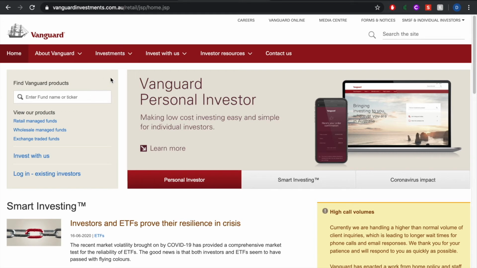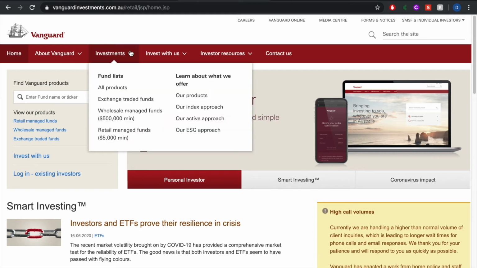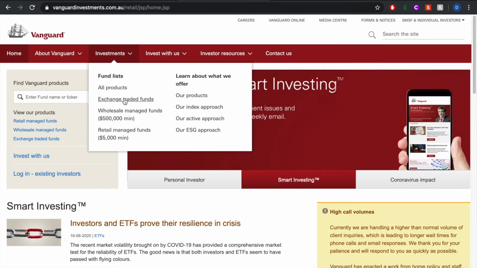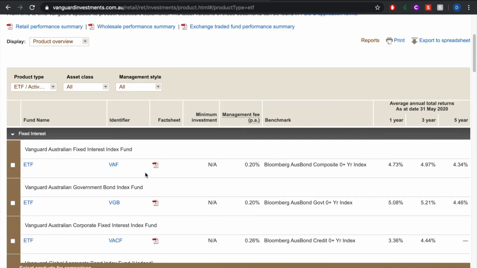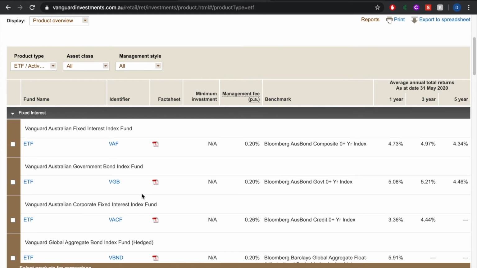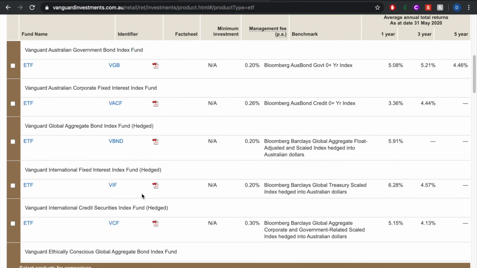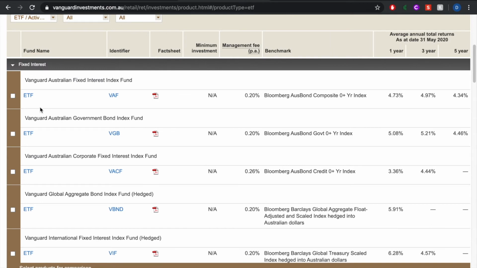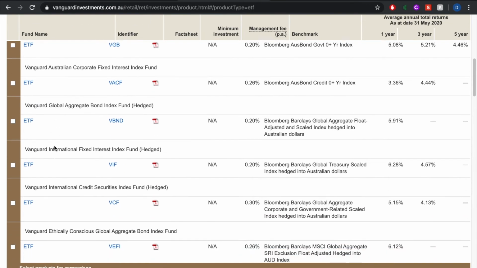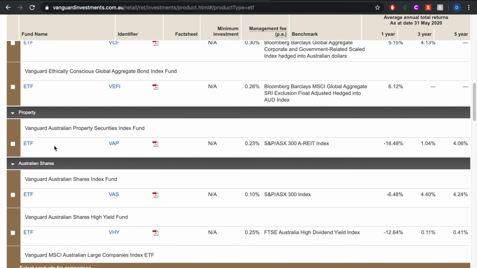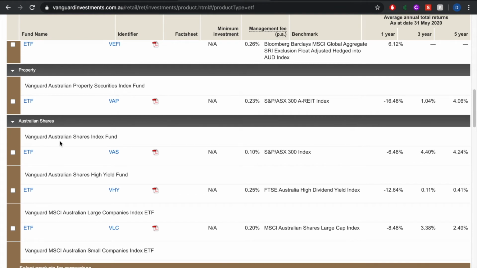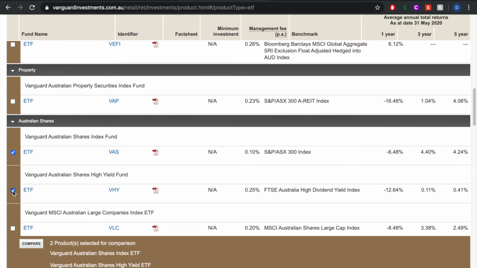Say for example, you can go to investments, you can go to exchange traded funds. In here, these are all the funds that you can trade on ASX 200. Say for example, if I want to invest in Vanguard Australian shares, I just have to look it up. There you go, Vanguard Australian shares, VAS. But there's also another one, Vanguard Australian shares high yield, and I want to know what the difference is. So you can click on that, and you can compare the two products.